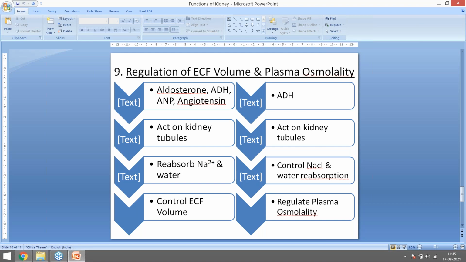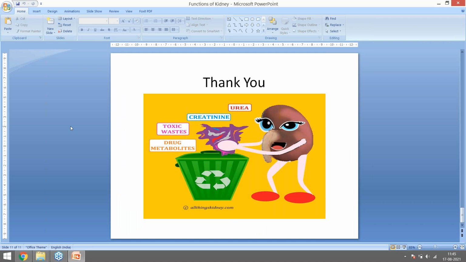In case of plasma osmolality, ADH has a major role. Again, it acts on kidney tubules. It controls sodium chloride and water reabsorption, and this is how the plasma osmolality is regulated. So that's all about the functions of kidney.